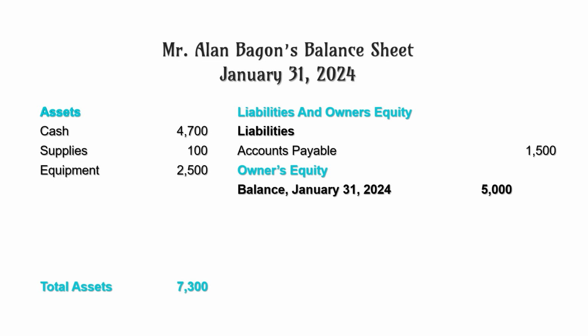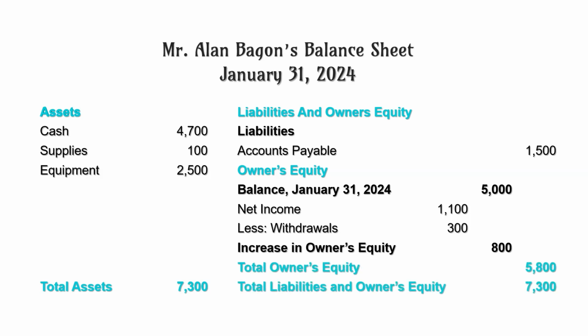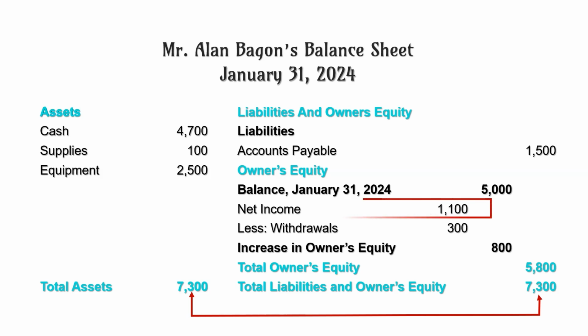Mr. Bagan started with $5,000. January's net income was $1,100. $300 was withdrawn for personal use, resulting in an $800 equity increase. His total equity is now $5,800. Adding liabilities and equity equals $7,300. This total matches the assets. January's net income of $1,100 affects the balance sheet by increasing the owner's equity, showing how profits enhance financial health.